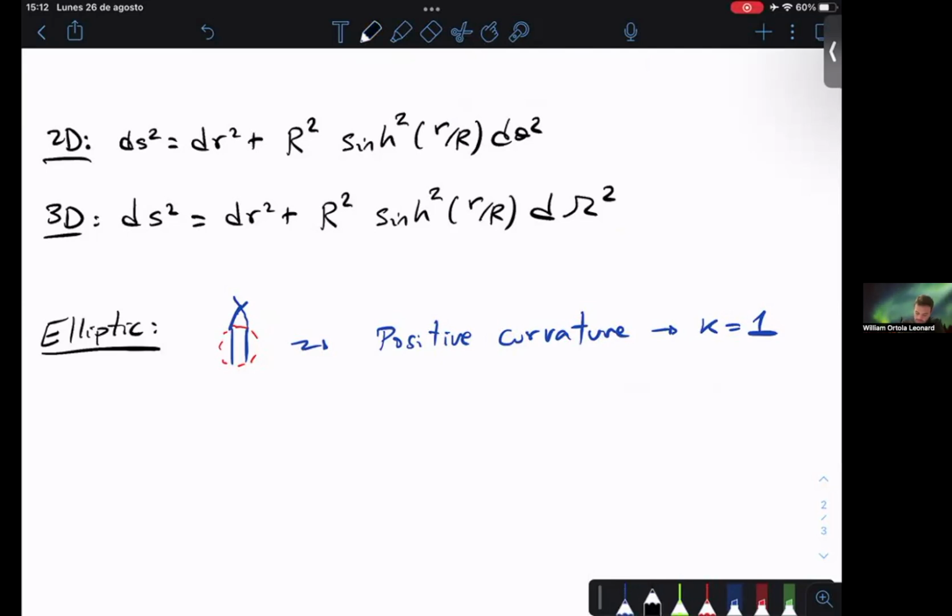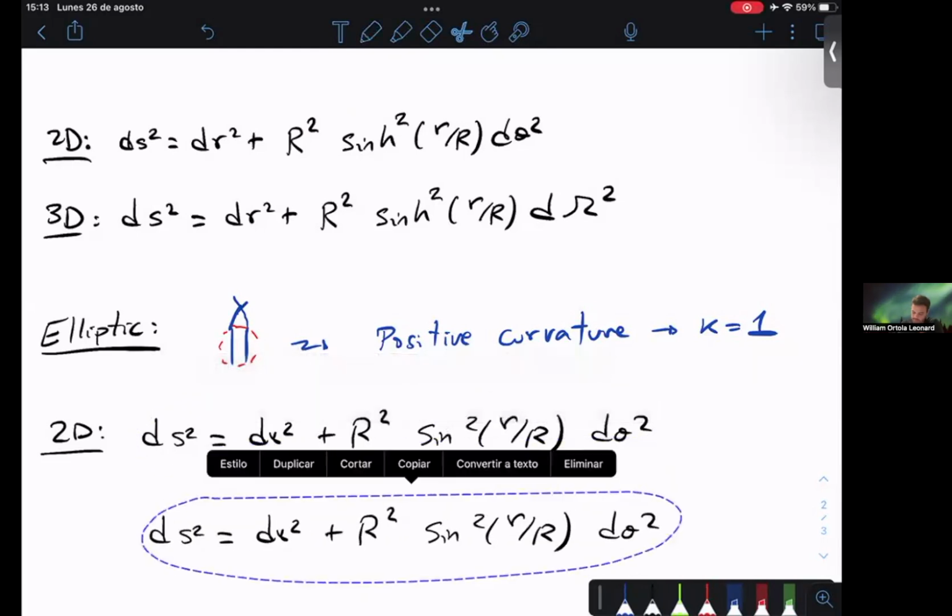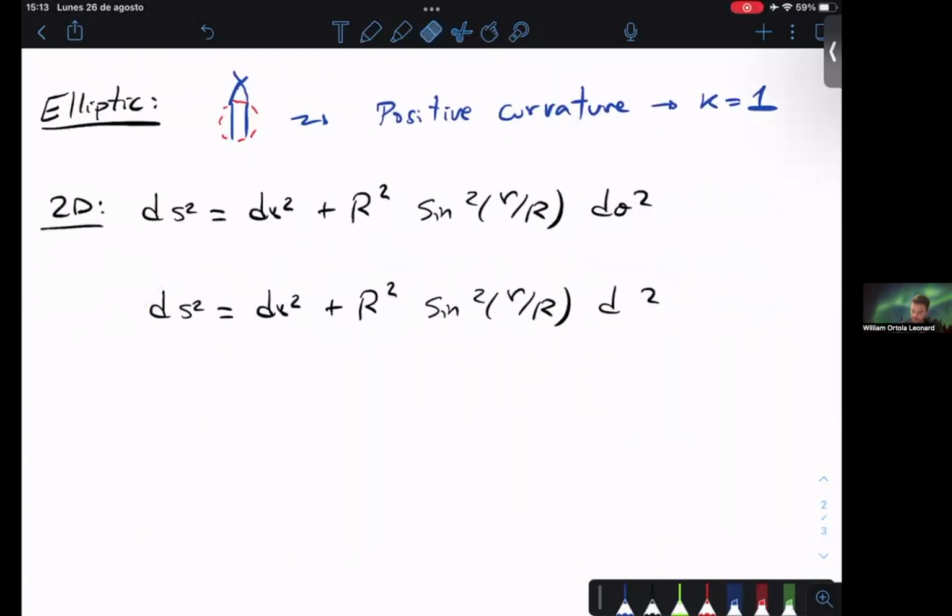So now for this elliptic case, the two-dimensional metric is given by ds squared equals dr squared plus capital R squared times sine squared of r over R times d theta squared. And in 3 dimensions it is going to be exactly the same thing, but we just multiply by the solid angle instead of the theta alone, okay? So again, very simple, very easy.